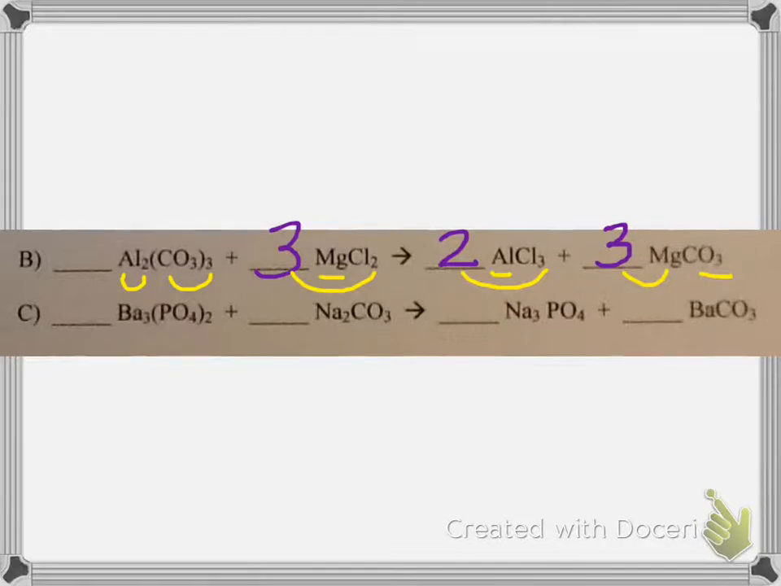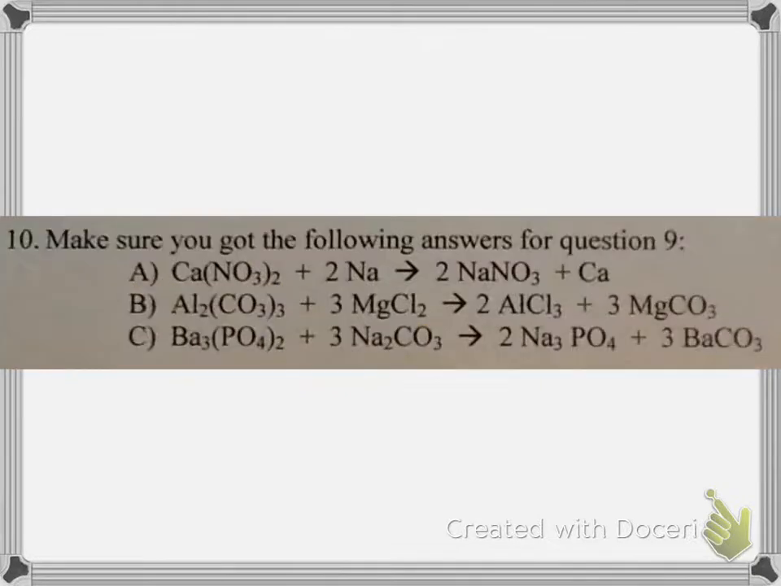Letter C, we have 3 bariums, we have 1 barium, so we need a coefficient of 3 in front of barium carbonate. We have 2 phosphates, we have 1 phosphate, we need a coefficient of 2 in front of sodium phosphate. We have 2 sodiums, we have 2 times 3, which is 6 sodiums, so we need a coefficient of 3 in front of sodium carbonate. We have 3 carbonates, we have 3 carbonates. This is now properly balanced.